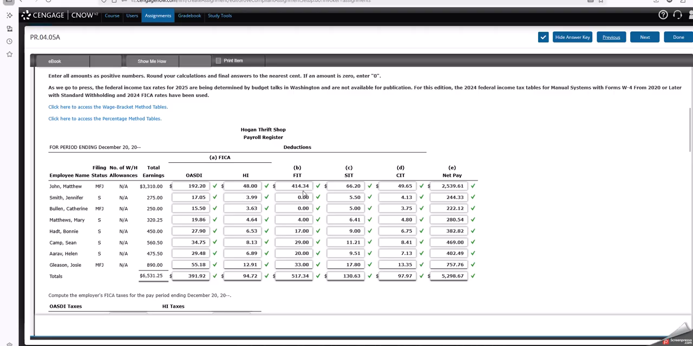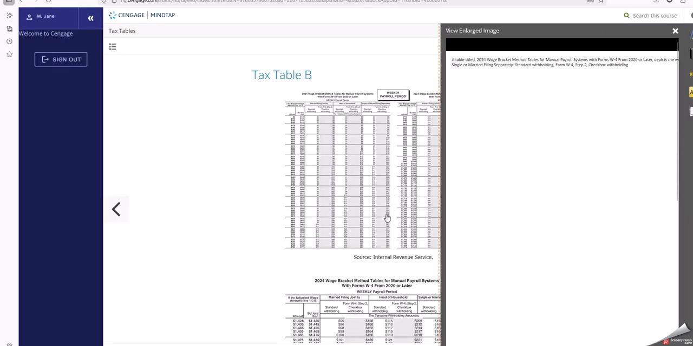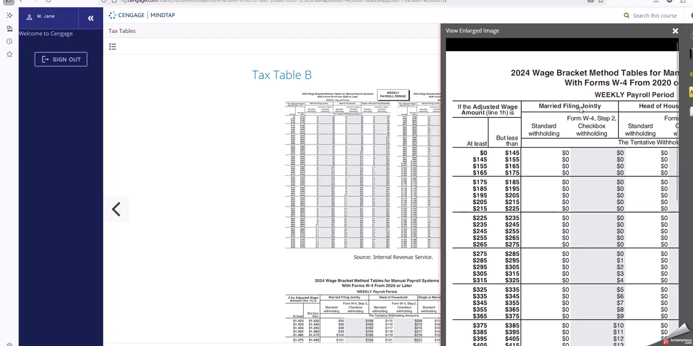Then his federal income tax, again, we'll go look up married filing jointly at 3,310. Did I click on the wrong one? Let's see. All right, so here is weekly married filing jointly. 3,310.